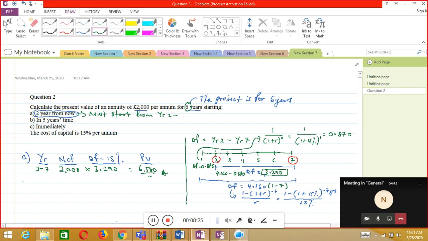So the next part, part B, is actually the same. Now they're saying in 5 years time, correct? So how do you do it in 5 years time?